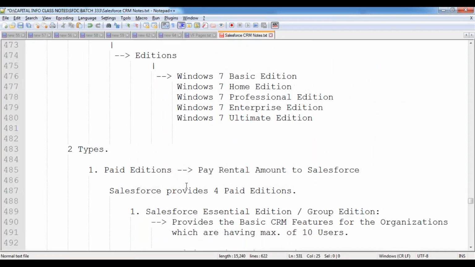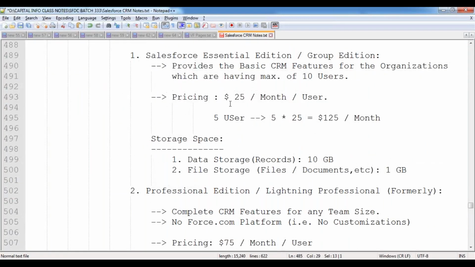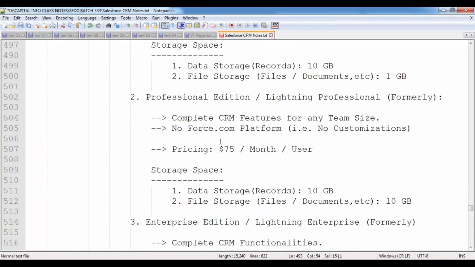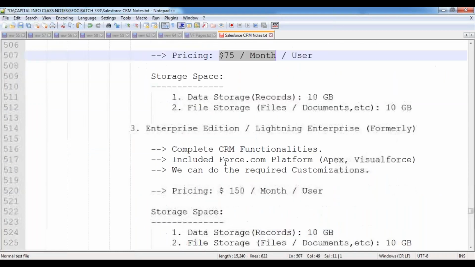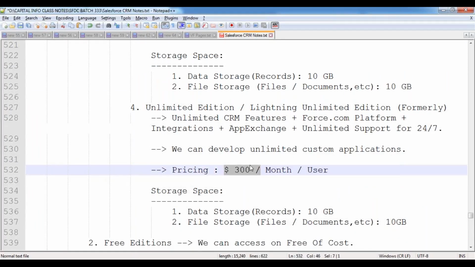These are the 4 paid editions given by Salesforce by default. Whenever you want to use an edition's features, you have to buy the license by paying this amount to Salesforce. Essential edition is $25 per month, Professional is $75 per month, Enterprise is $150 per month, and Unlimited is $300 per month. Let me show you that practically.